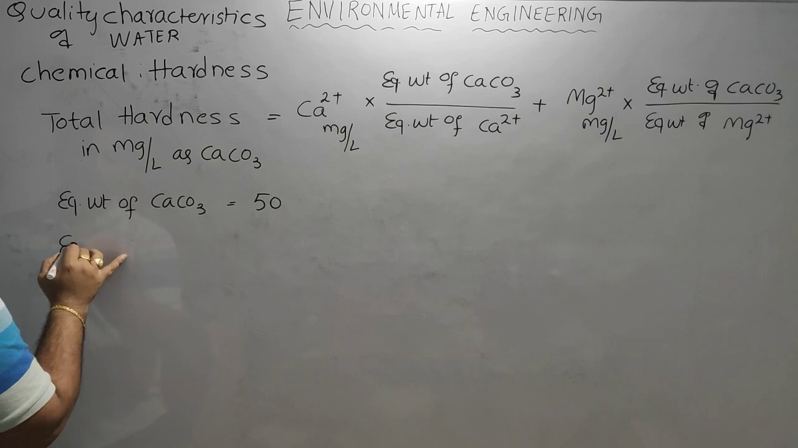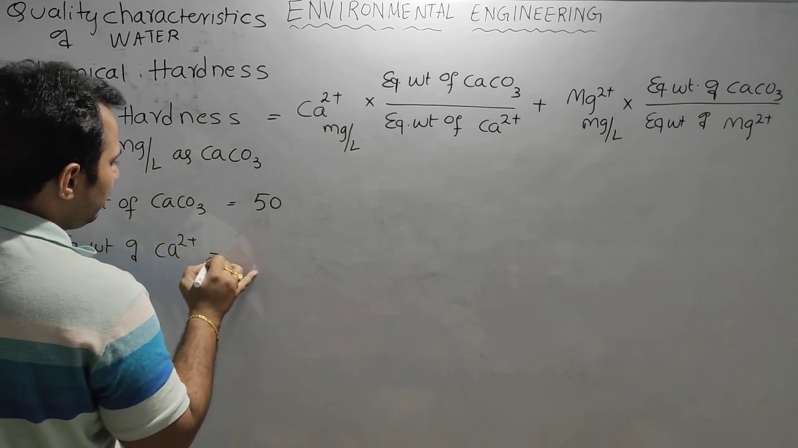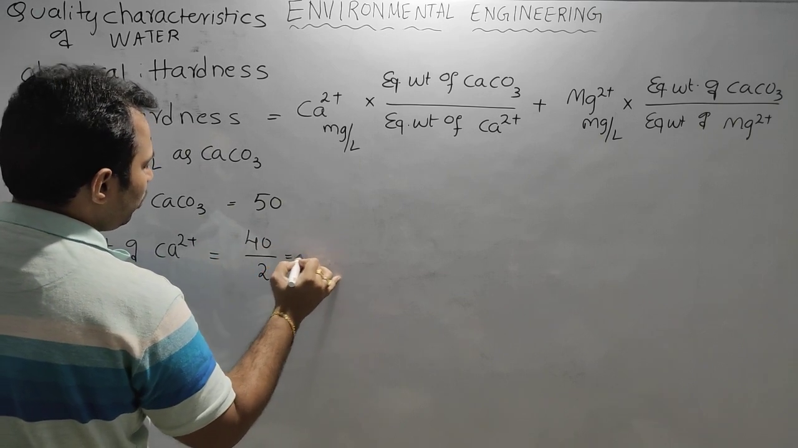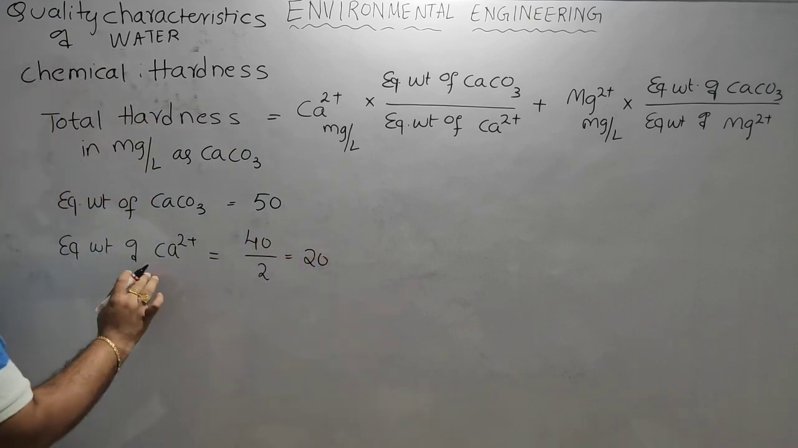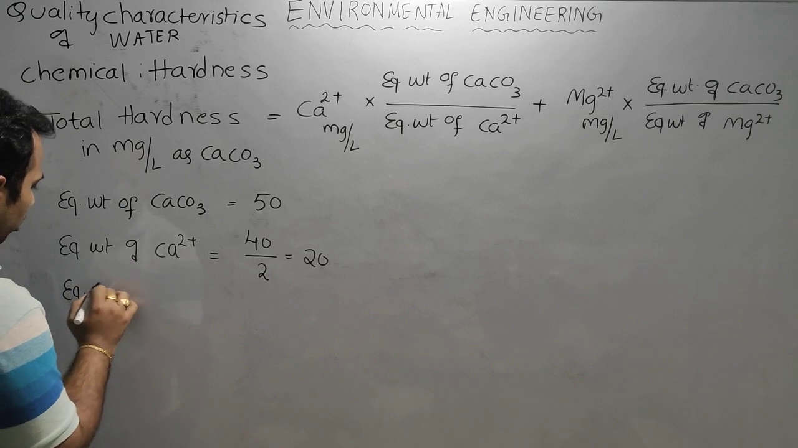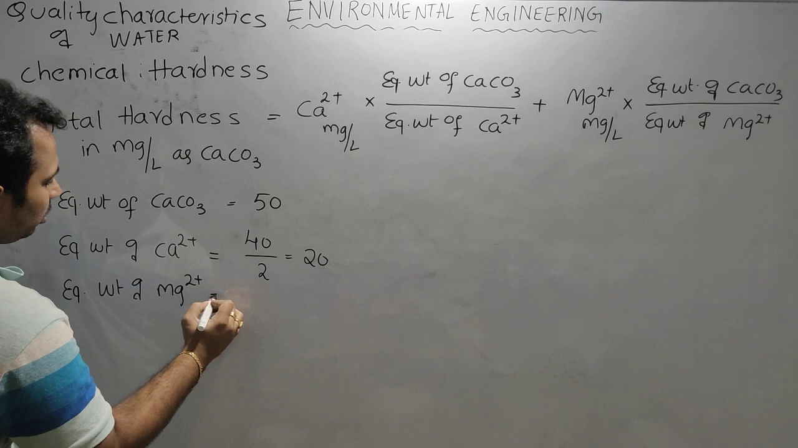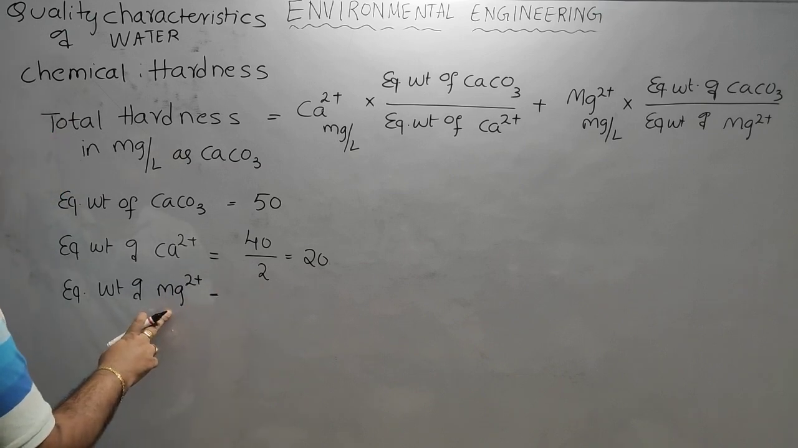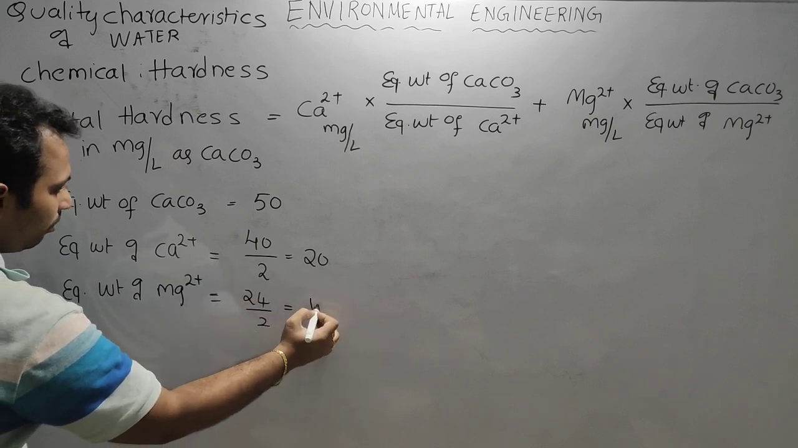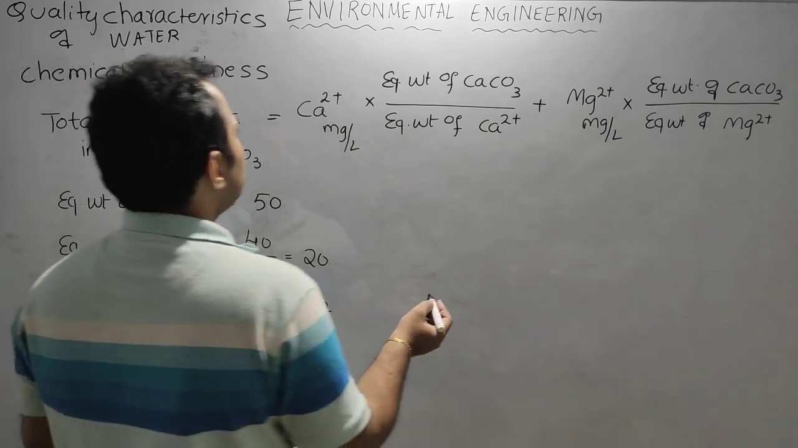So the equivalent weight of Ca2+: the molecular weight of Ca is 40 and the valency is 2, that means 20 is the equivalent weight of Ca2+. Similarly, the equivalent weight of Mg2+: the molecular weight of Mg is 24, the valency is 2, that means it is 12. The equivalent weight of Mg2+ is 12 gram per mole.